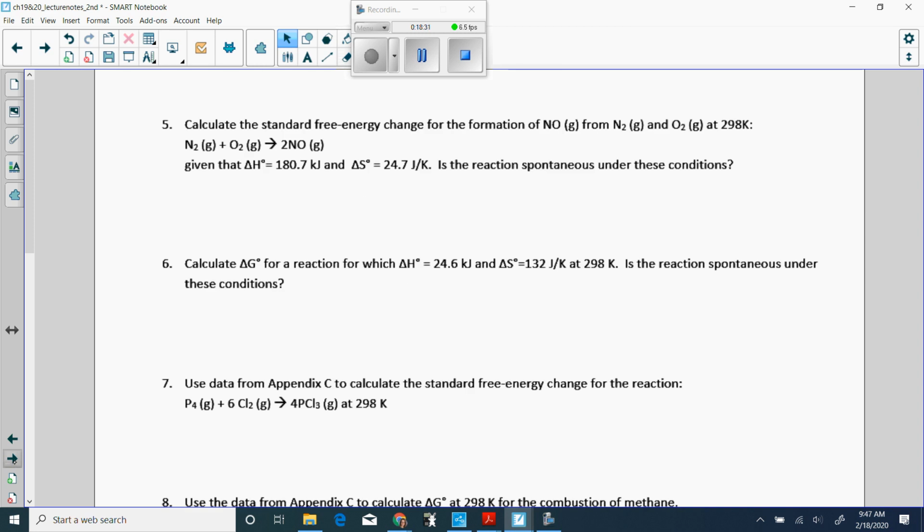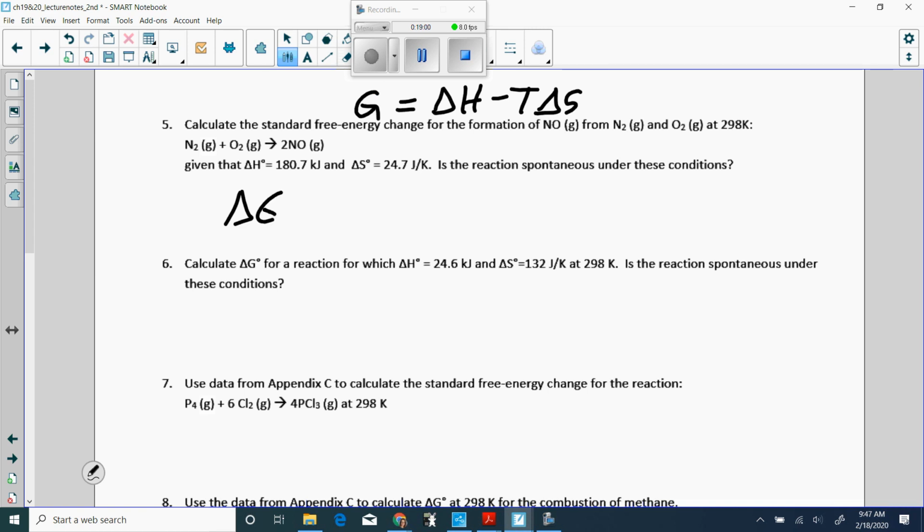Calculate the standard free energy change. Those are words for delta G. For the formation, words, balanced equation. So I'm given my delta H and my delta S. So I know my G equation is not going to be the one with the natural log because I don't have K. I have delta H minus T delta S. The biggest challenge for this kind of math is just making sure our units match. We don't want to put different units in.